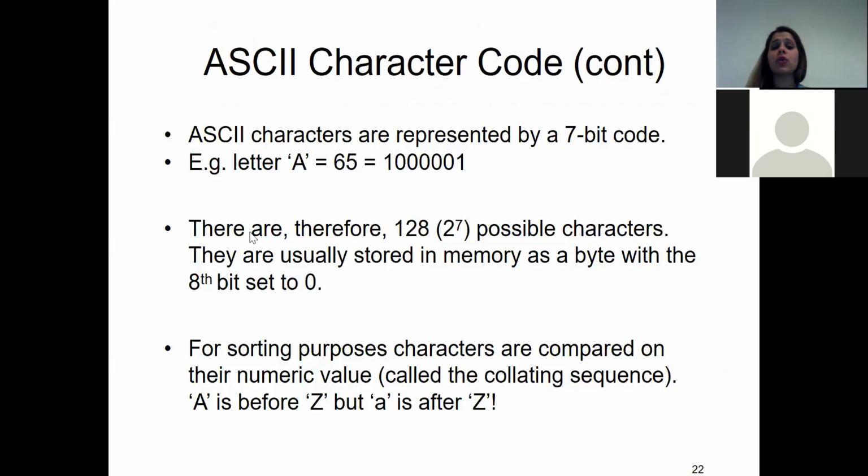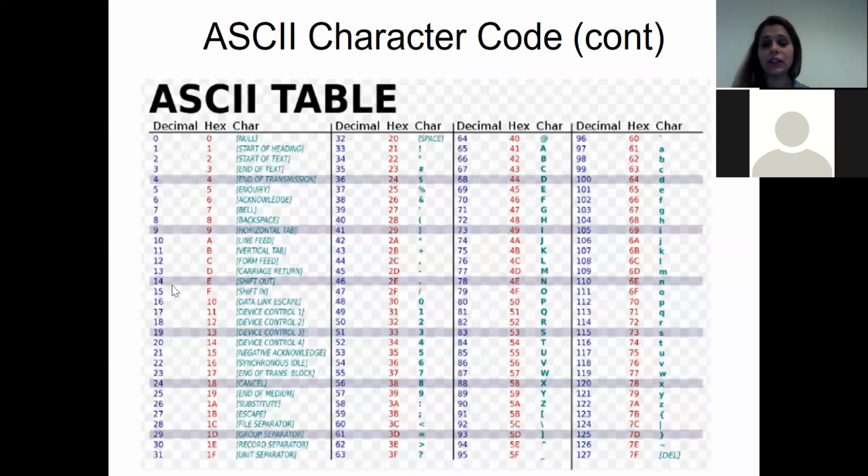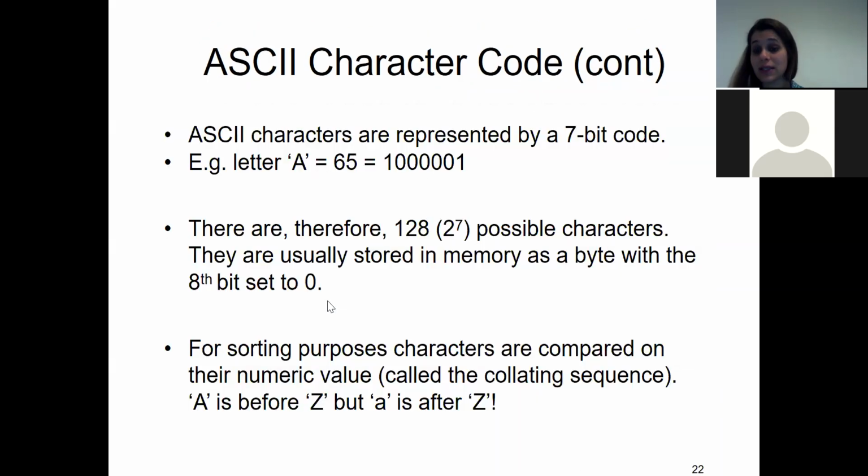And yeah, so the size of the ASCII code is 128. So what you have here, you've got 128 numbers and characters. This is the size of the ASCII code. And the way that it has been organized, it is in a non-sequence.